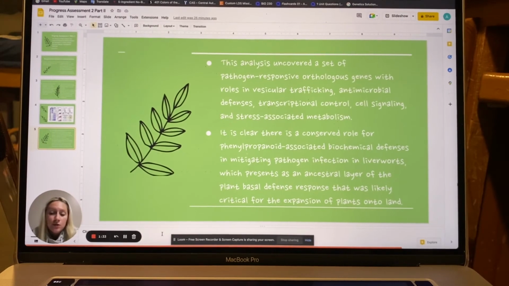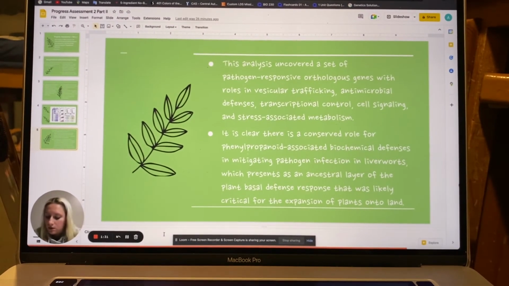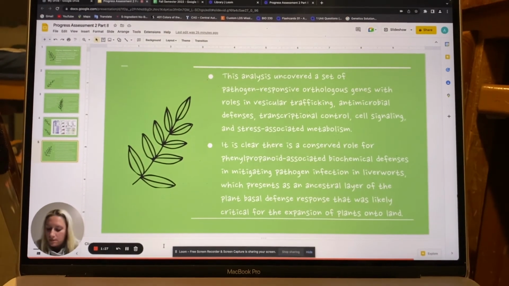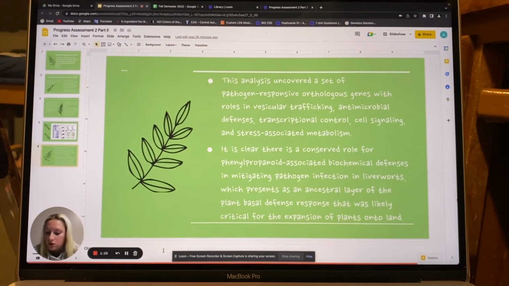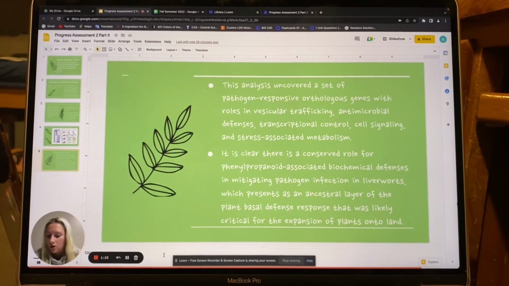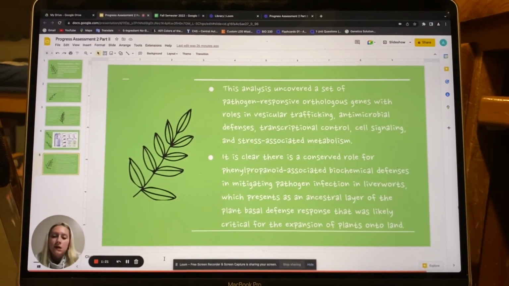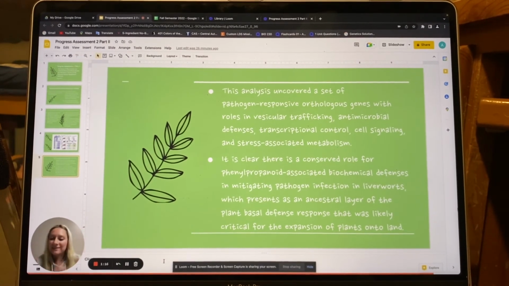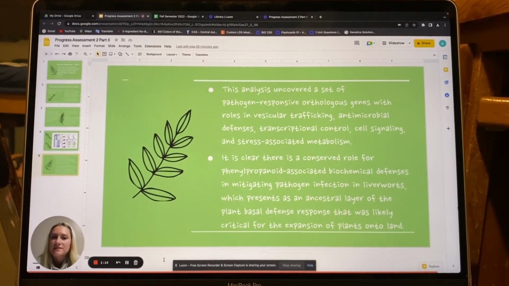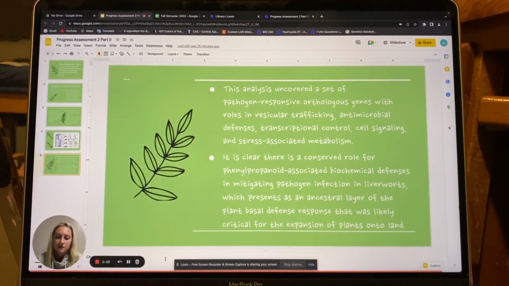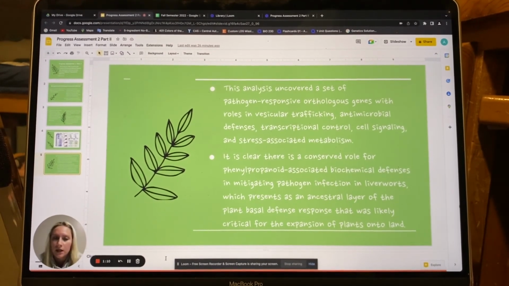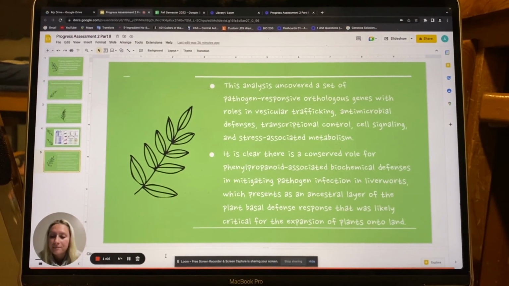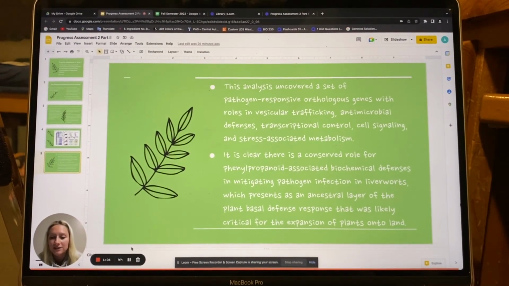And basically, the results from this article found that the response to infection is evolutionarily conserved, and there's an ancestral pathogen deterrence strategy that's centered on this phenylpropanoid-mediated biochemical defense. And I just think it's really interesting that things like this remain consistent across plant lineages, and it's definitely something interesting to consider as we look back on the evolution of land plants and how different mechanisms are all interconnected between land plants.